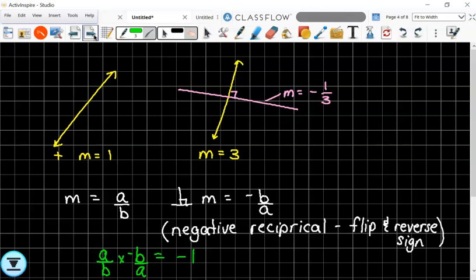And if they're perpendicular, they intersect at a right angle, and yes, flip and reverse. So the negative reciprocal, flip and reverse. Did you read that or you knew?